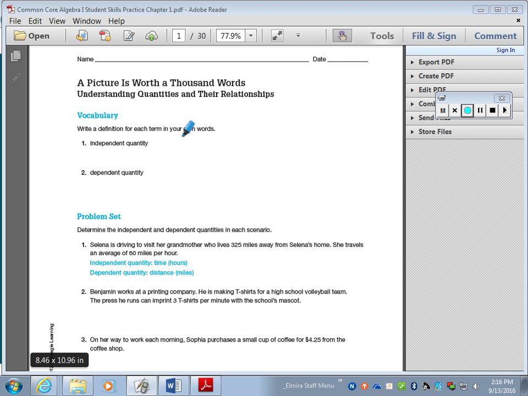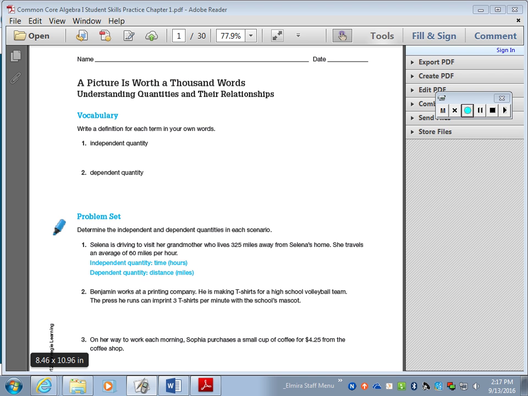This says write it in your own words, which means I don't want you going to the glossary in your book, looking up the words and copying. Paraphrase, please. Use the notes. Use the way I've explained things in class. Use your own words.